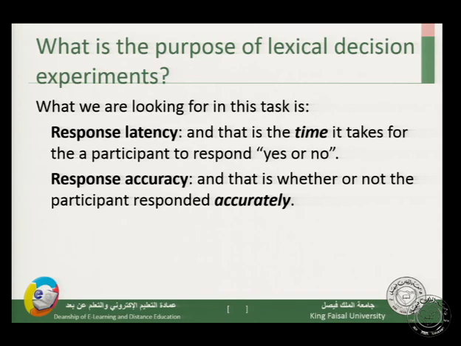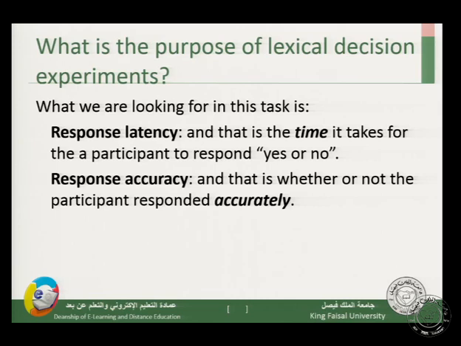So the first thing we are checking as psycholinguists is the time. How much time does it take the informant to click either yes or no? This is called response latency. The second thing is response accuracy. How accurate is the response? Because not always will the respondents choose the right answer. Sometimes they choose the wrong one. So response accuracy is whether or not the participant has responded accurately.